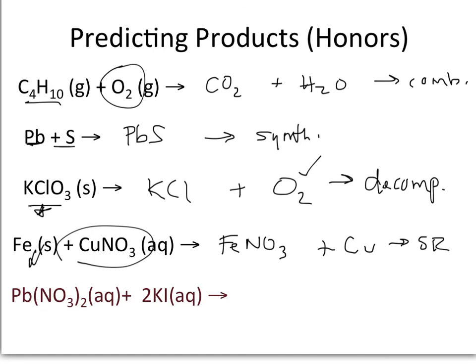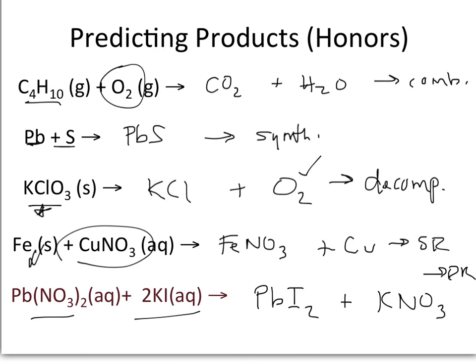So let's look at our final reaction. You should immediately notice that you have two ionic substances. You should swap the places. So swap your lead and swap your potassium. So we end up with PbI2, and we end up with KNO3. So we get a double replacement reaction.